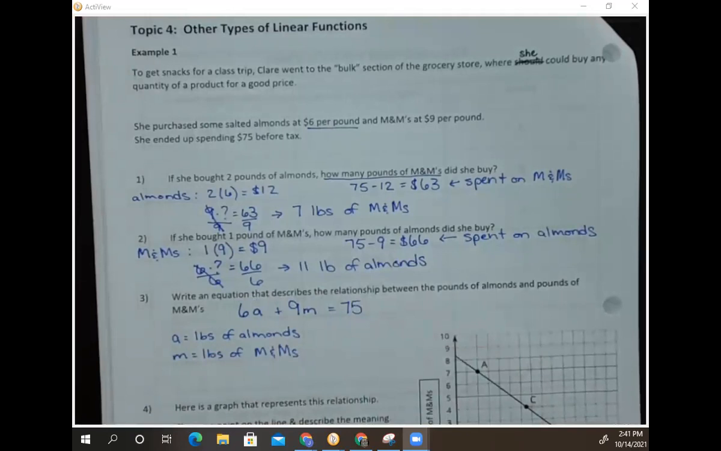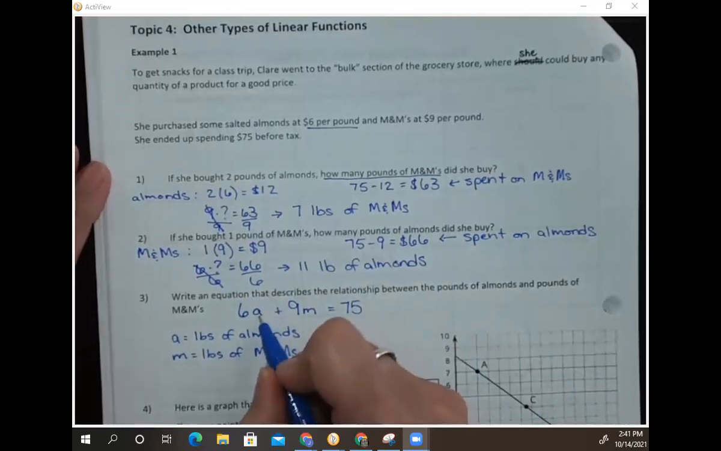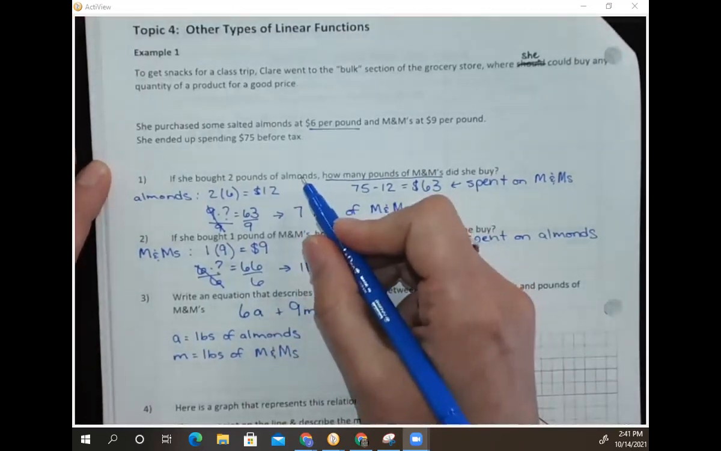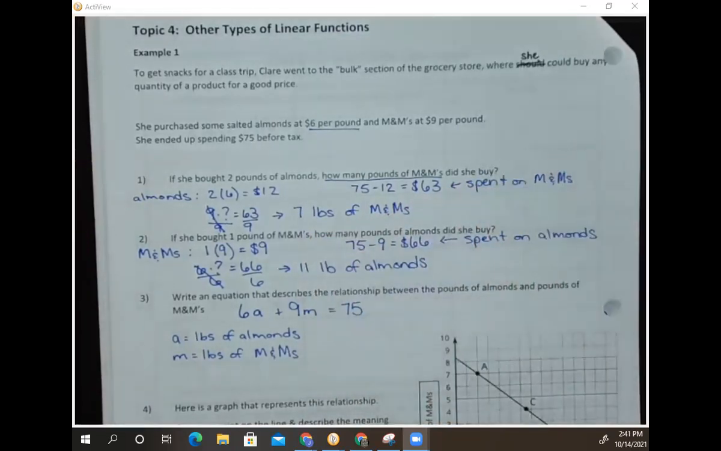So when I write standard form, I tend to use letters that represent whatever I'm talking about from the problem. So I use A for almonds and M for M&Ms. If you want to go straight to X and Y, that's fine. Sometimes I get a little confused if I use X and Y right out of the gate. So that's why I use a lot of times letters for my problem.